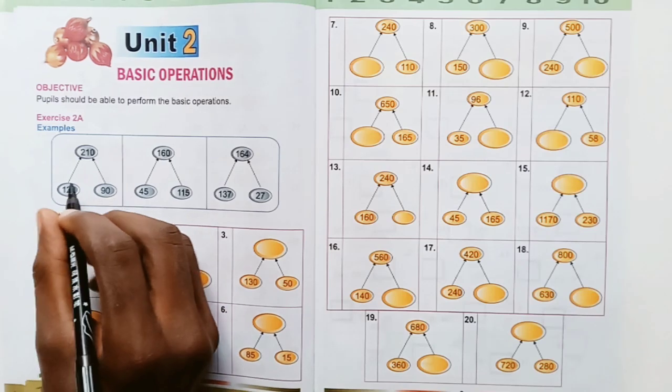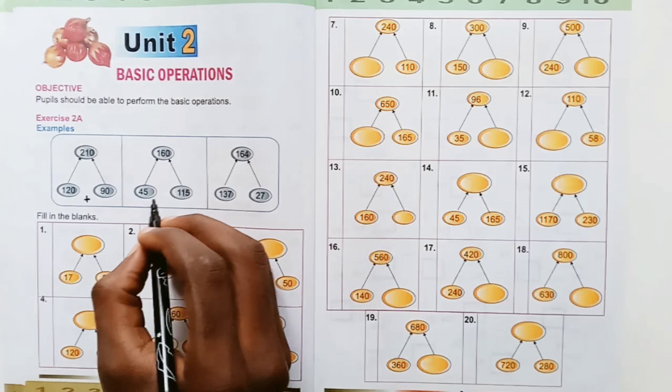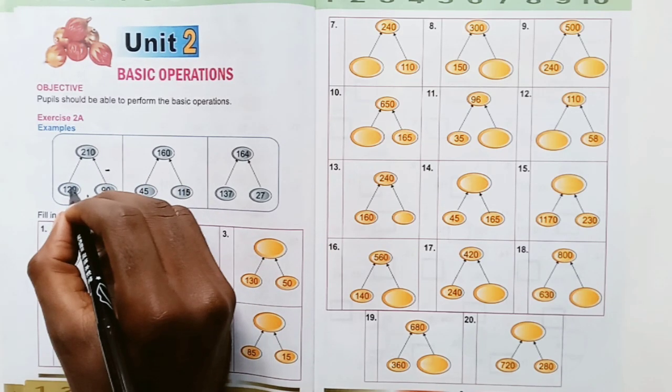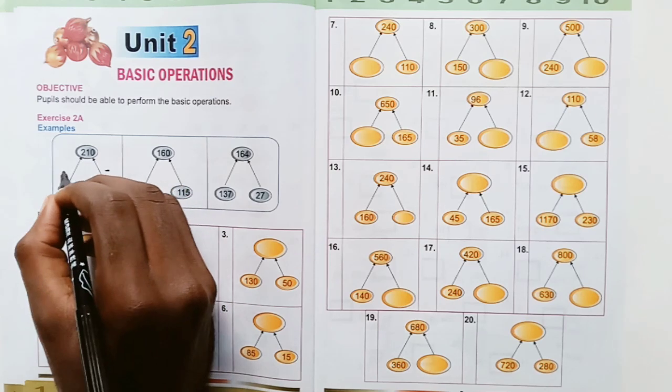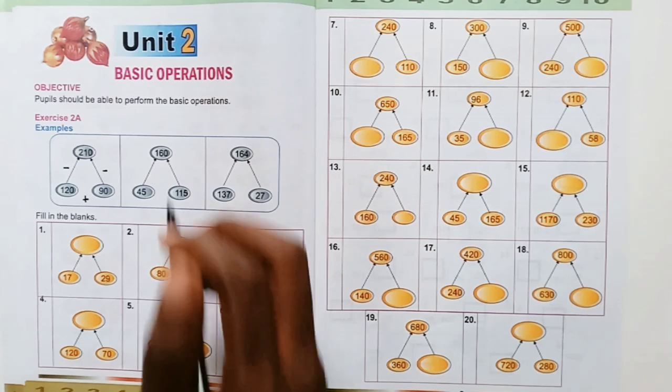So this plus this will give this. This minus this will give this. And this minus this will give this. All right, so that's the pattern. Same thing applies here.